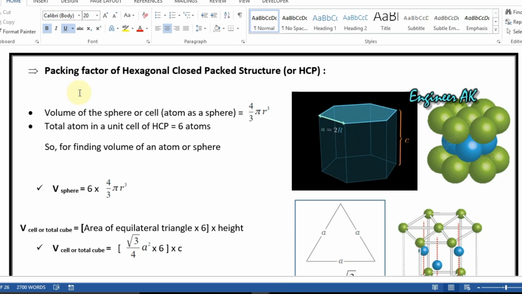In today's lecture we are going to find the packing factor of the hexagonal close packed structure. Right now you all know what packing factor is; we did that in the previous lecture. The packing factor is how the atoms are packed in their unit cell, right? So now let's start.